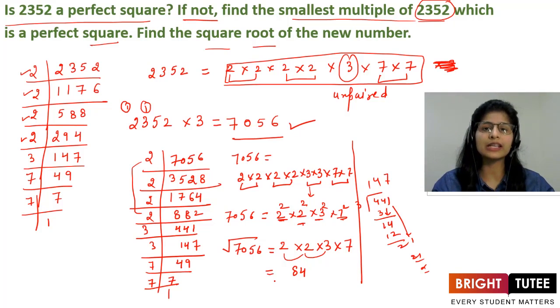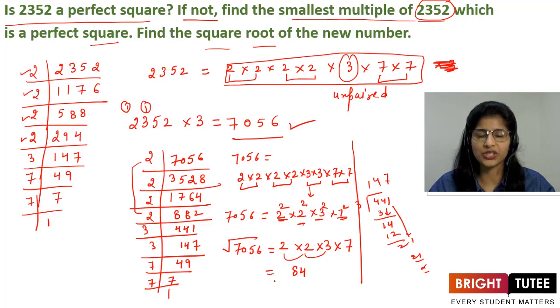Is that clear? So what you have understood from the question is, first of all, they were asking whether it is a perfect square or not. We did the prime factorization and saw that one 3 was left unpaired, so we said that it is not a perfect square. Now to make it a perfect square we need one more 3. So we multiply 2352 with 3 so that we get a number that is a perfect square. The smallest multiple of 2352 that is a perfect square is 7056. Then they asked to find the square root of the new number, which is 84. Again, by prime factorization only we have calculated. I hope this has given you a clearer idea about how to solve questions on square roots.